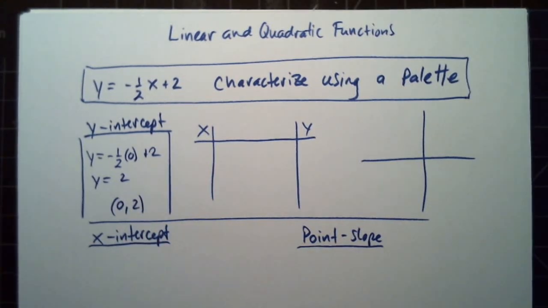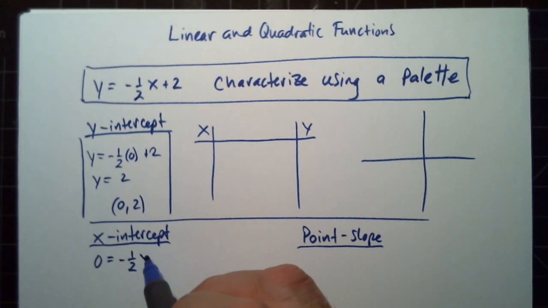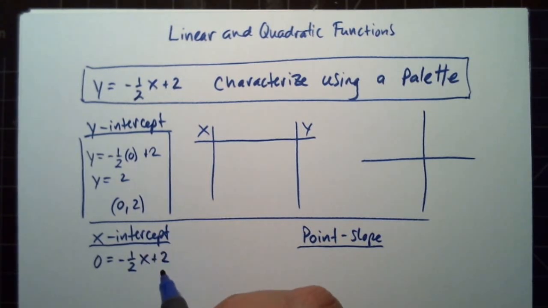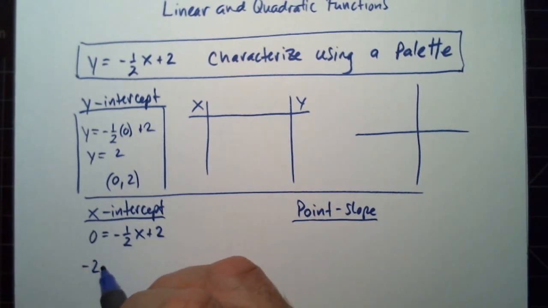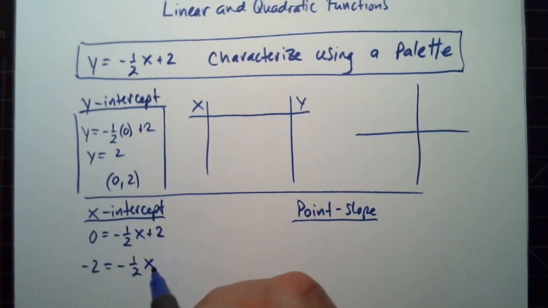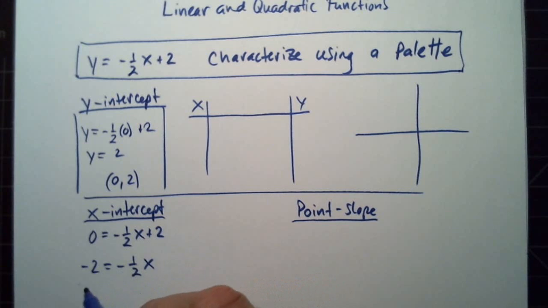so we see the y-intercept is 0, 2. The x-intercept is when the y value is 0. And then we can solve for x, minus 2. Multiply by negative 2, and we get 4. So the x-intercept is 4, 0.